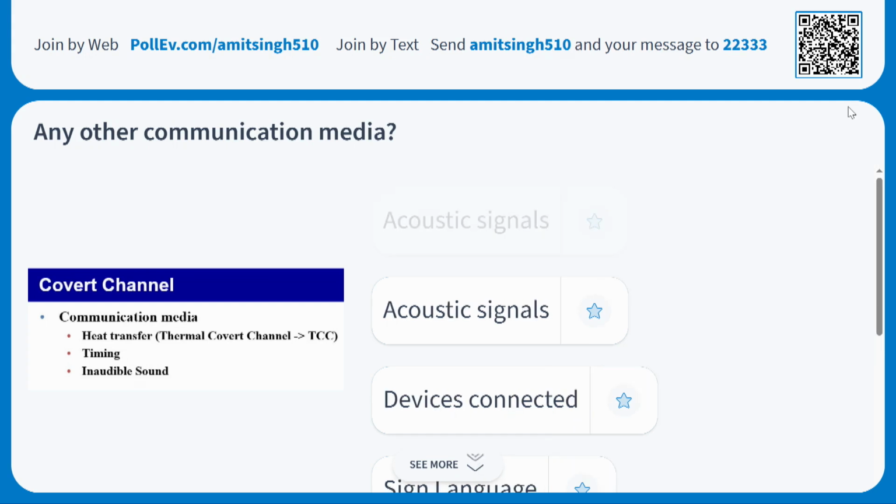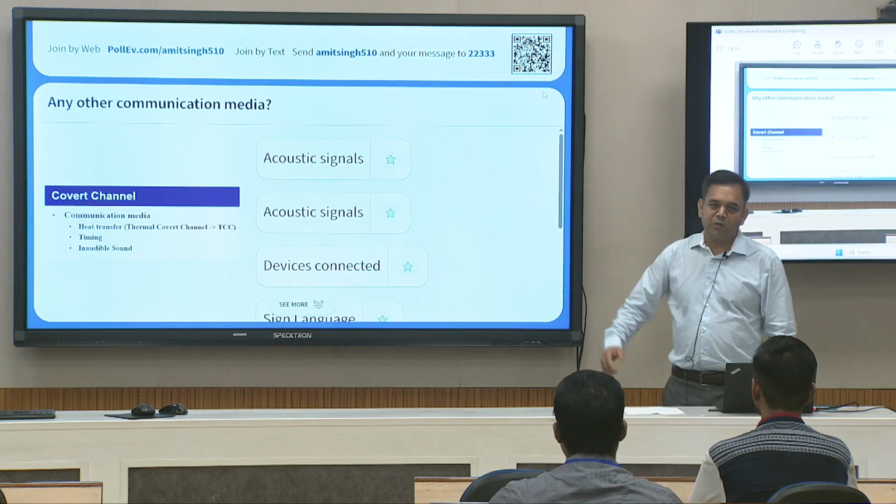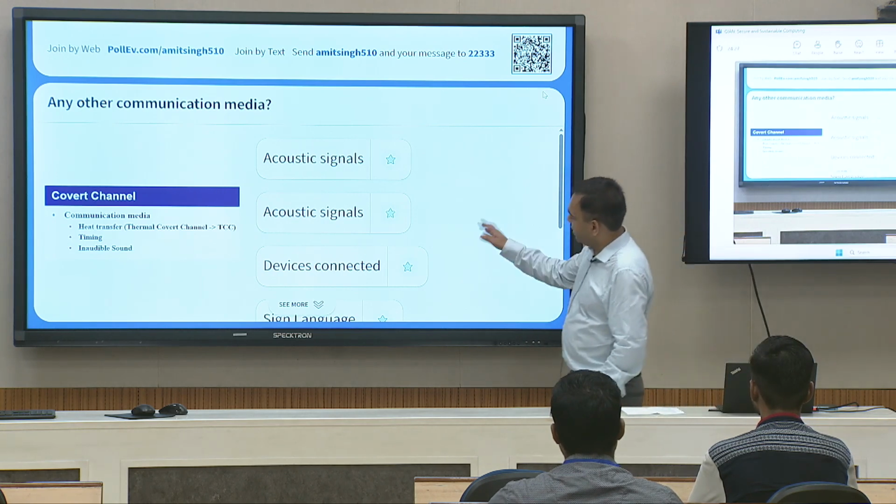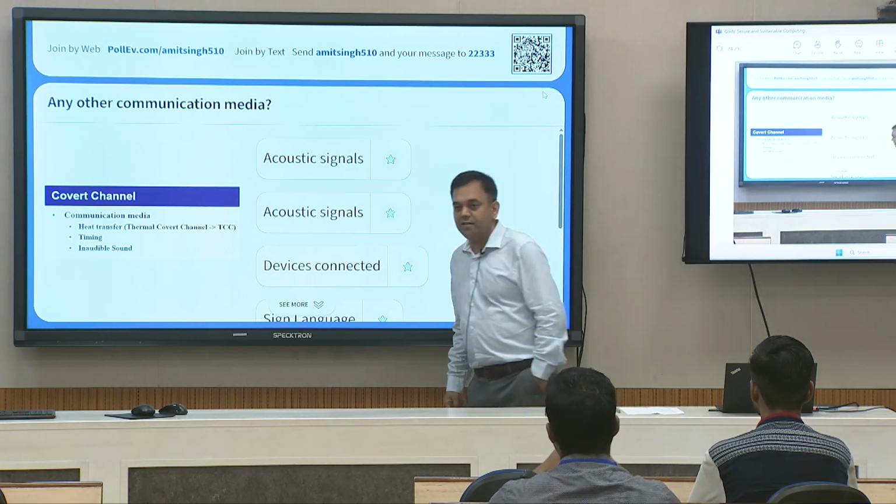Okay, acoustic signals. Actually, acoustic is typically used interchangeably with sound, so it's the same. There are a few other ways, like electromagnetic radiation. Each electronic device has some radiation level, so that one can also be used. Okay, good. So you have some nice, interesting ideas.